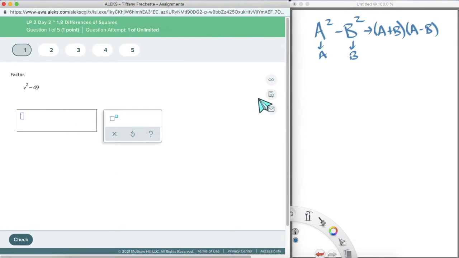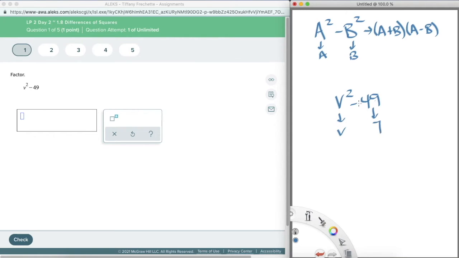All right, let's go ahead and take a look at this one. So we were just talking about difference of squares there. So I have a square and I have a square. I'm going to take the square root of both of these pieces. And the other important part is it needs to be a difference. If that's a plus sign, this pattern does not work. It has to be a difference of squares. So I have v and I have 7. So I'm going to have v plus 7 and v minus 7. And ta-da, I have factored it. It is all done.